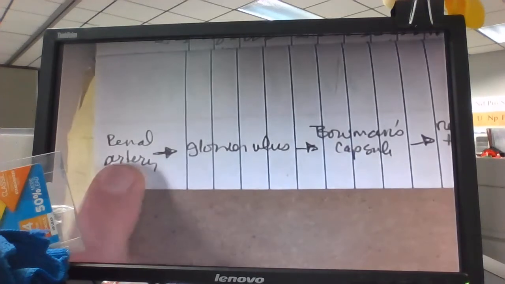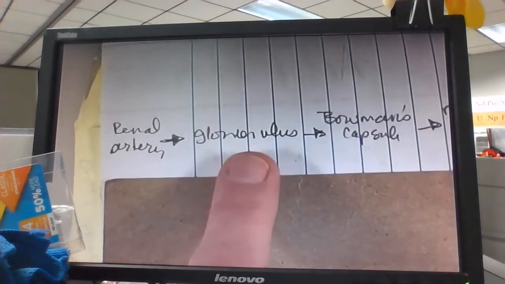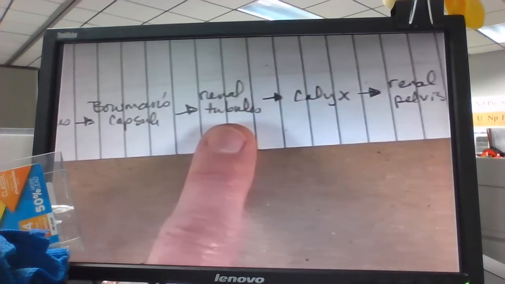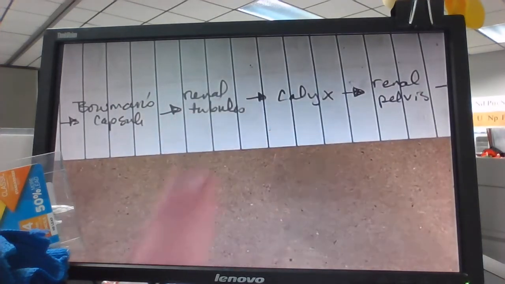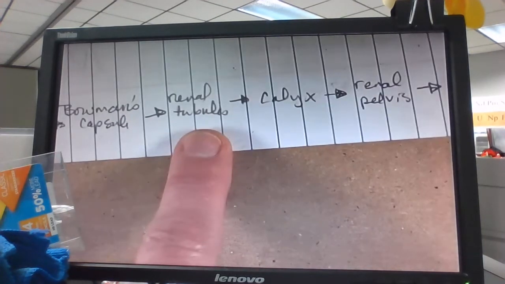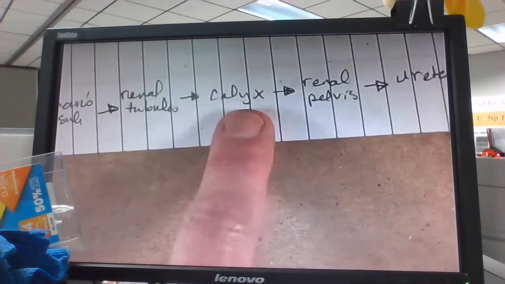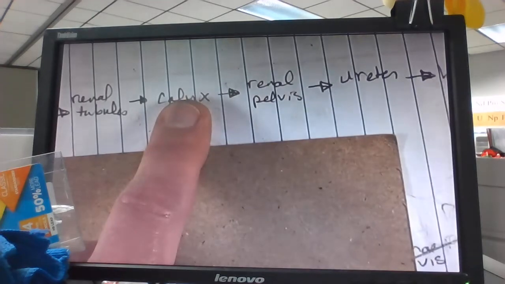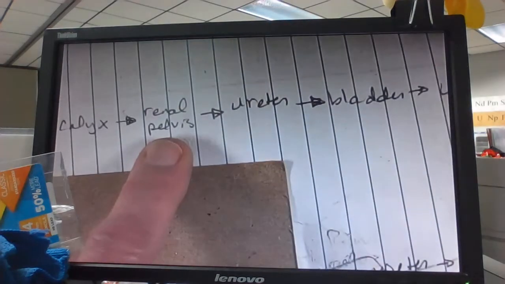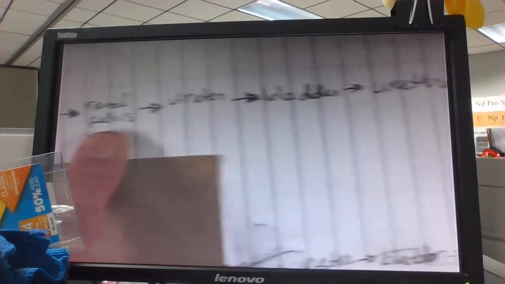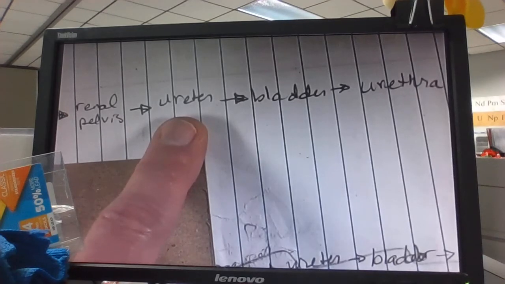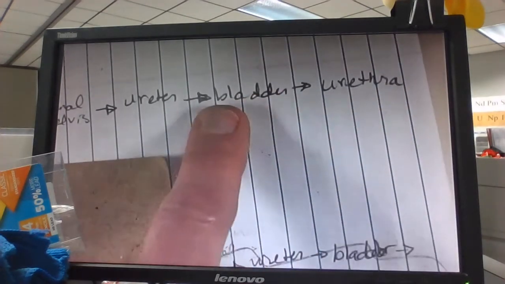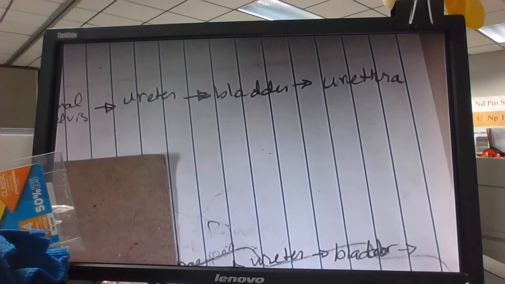All right, so renal artery, glomerulus of the Bowman's capsule, runs through those bigger tubules, all of those tubules. The last one is the collecting tubule. That leads to the calyx, where all the filtrate is sort of funneled together, which is within the renal pelvis, leaving the kidney through the ureter to go to the bladder. Urethra takes it from the bladder outside the body.